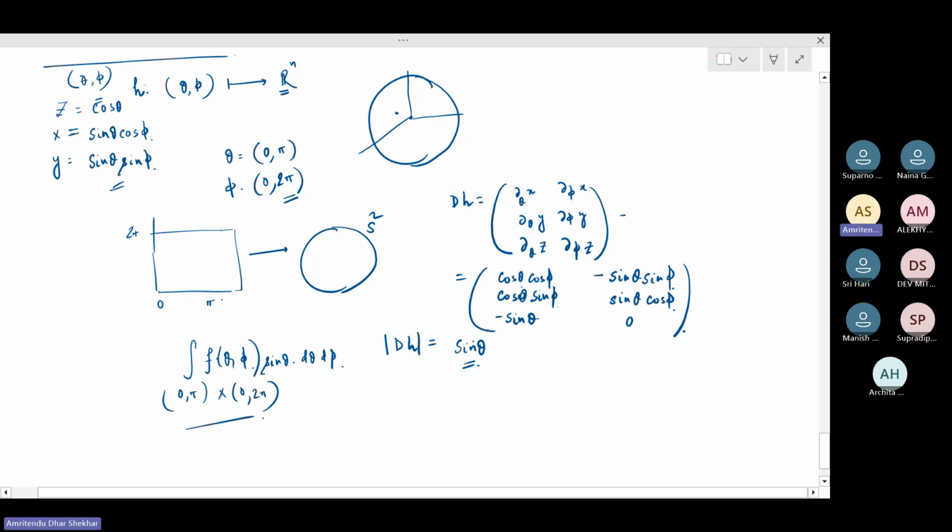So this is something to keep in mind: whenever you have the sphere, you can use what we call polar coordinates. If you have to compute this surface integral, you can pull it back, integrate over 0 comma pi, 0 comma 2 pi, and the factor you have to multiply with is this sine theta factor.